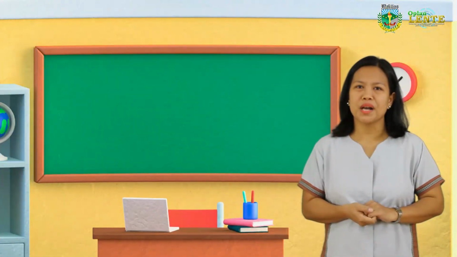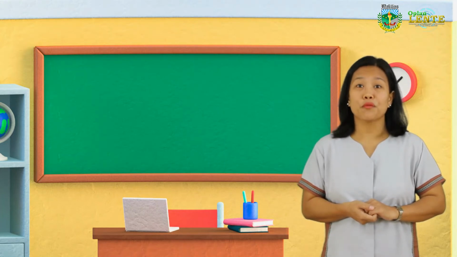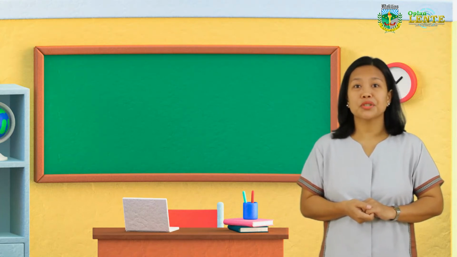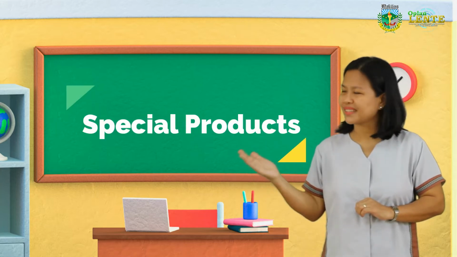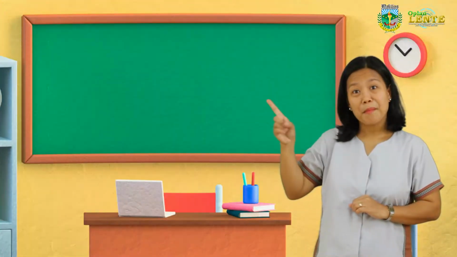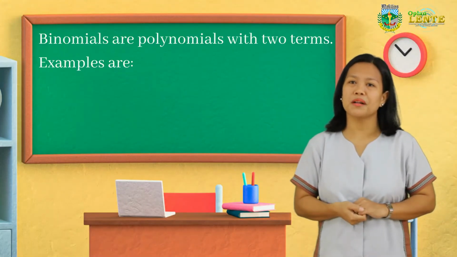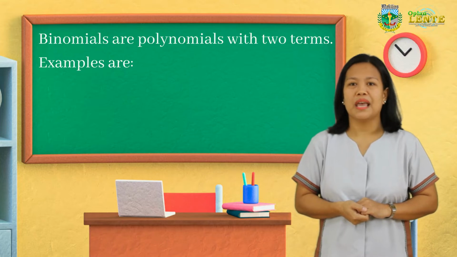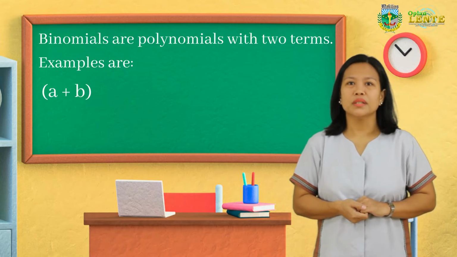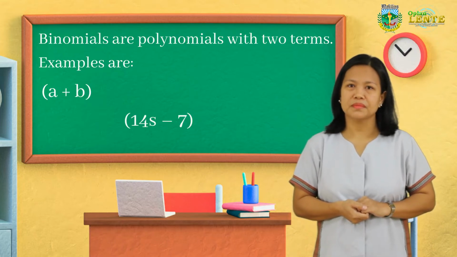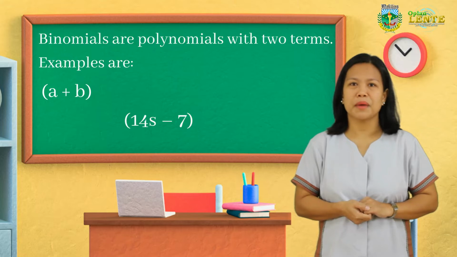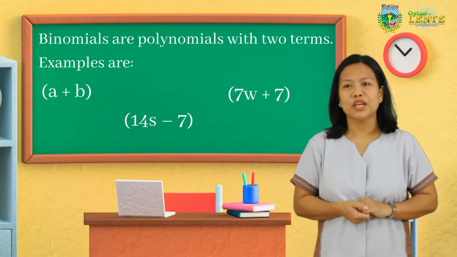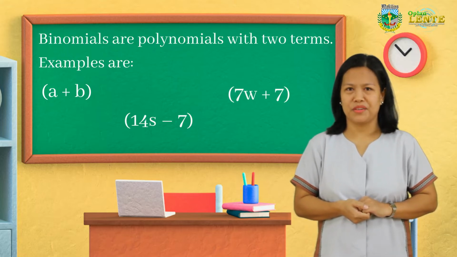There are binomials or trinomials that, when you multiply, the products form a pattern. Such are called special products. Remember that binomials are polynomials with 2 terms. Examples are the quantity of a plus b, the quantity of 14s minus 7, and the quantity of 7w plus 7.